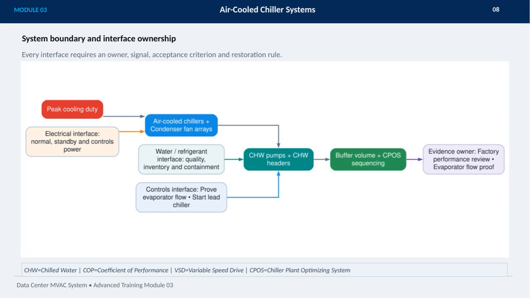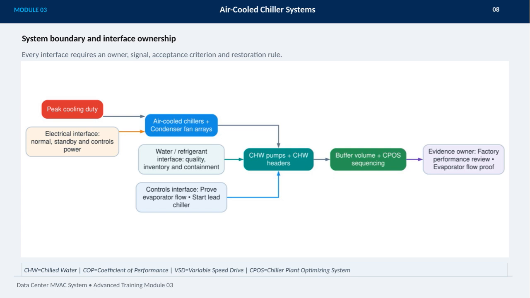Now, let's focus on the system boundary and interface ownership in air-cooled chiller systems. Every interface within the system must have a clearly defined owner, a signal to communicate status, acceptance criteria to measure performance, and a restoration rule to guide recovery if issues arise. This ensures smooth operation and accountability across all components.